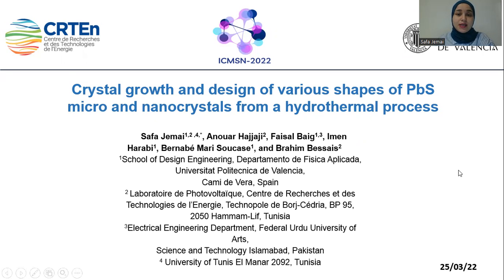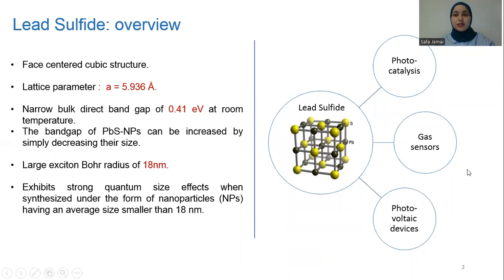So to begin, it's interesting to present my principal material during this study. It's lead sulfide, which has interesting properties. It has a face-centered cubic structure, a lattice parameter around 5.936 angstrom. It has a narrow bulk direct band gap of 0.41 electron volt at room temperature, which can be increased by simply decreasing the size. It also has a large exciton Bohr radius of 18 nanometer and exhibits strong quantum size effects when synthesized in the form of nanoparticles having an average size smaller than 18 nanometer.